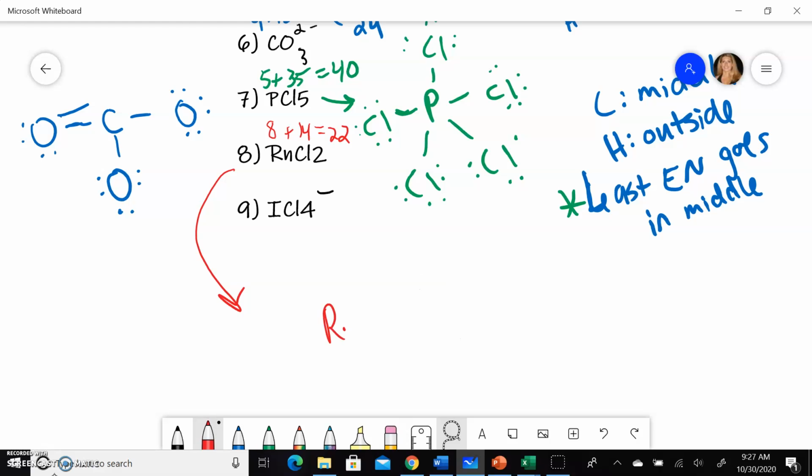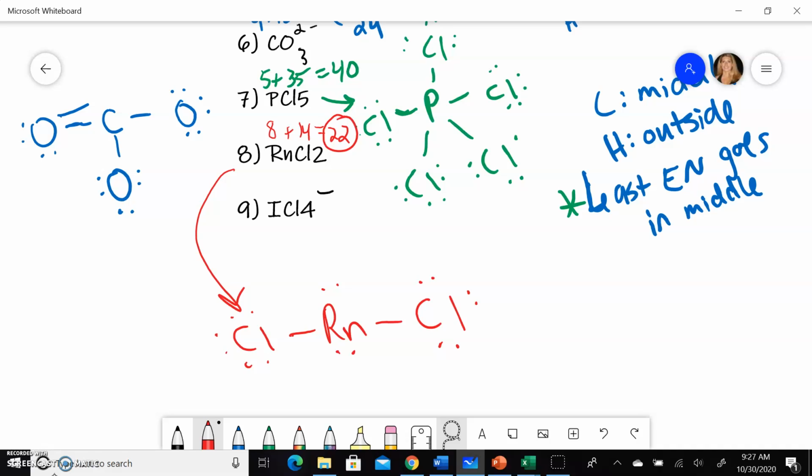So then we have radon in the middle. We're going to bond it to each chlorine. And let's go ahead and put our valence electrons around. So we have, there's 8 for radon, 2, 4, 6, 8, 10, 12, 14, 16, 18, 20. 2, 4, 6, 8, 10, 12, 14, 18, 20. Yep. So we've used up 20 electrons, but we still have 2 more because we started with 22.